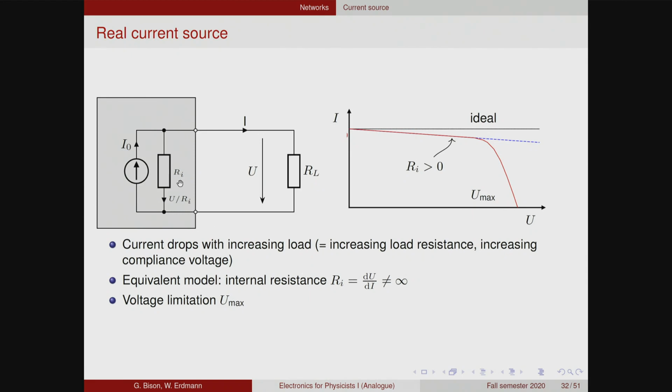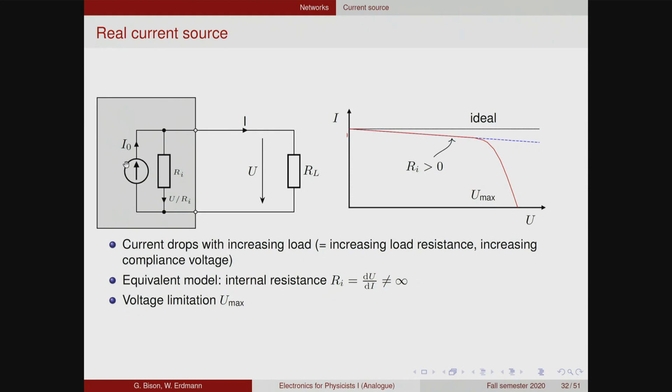Okay, a real current source then again has just a resistor added to it in order to make it realistic. And the difference is that this resistor is now parallel to the load resistor. And so a portion of the current goes through here. If the voltage that is needed to drive the current here gets large, then a larger and larger part of the current branches through this internal resistance. Which means that the current that we get out of the current source drops with increasing load.